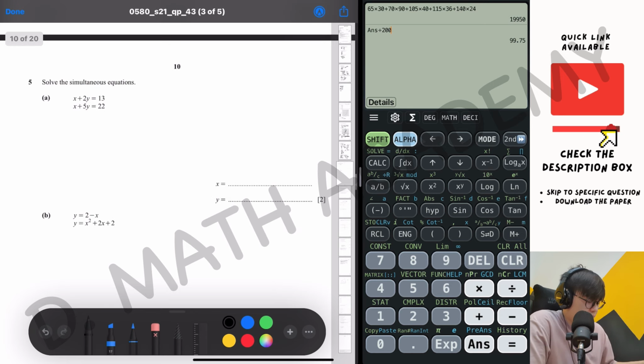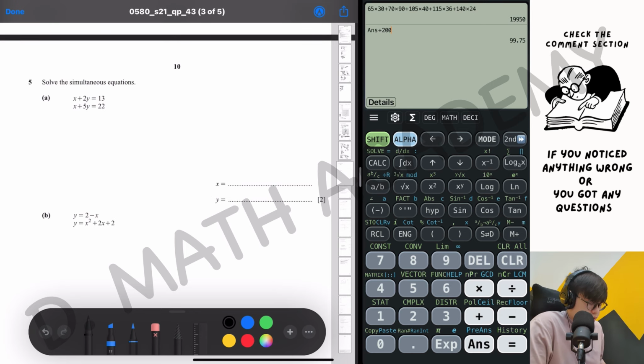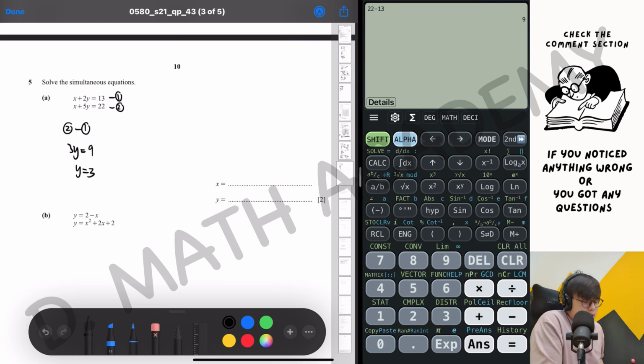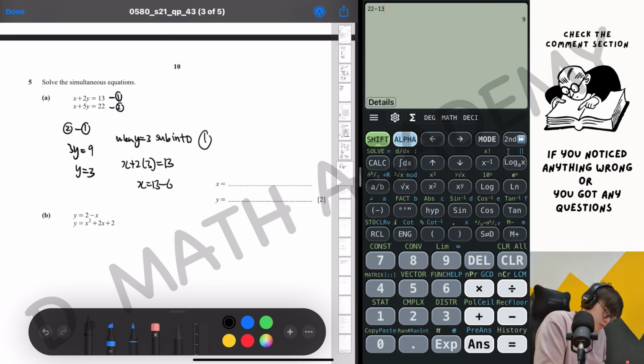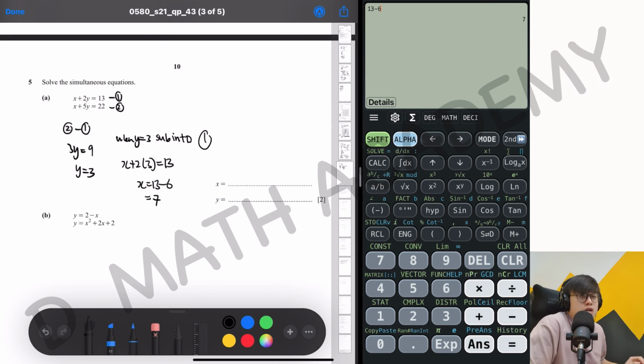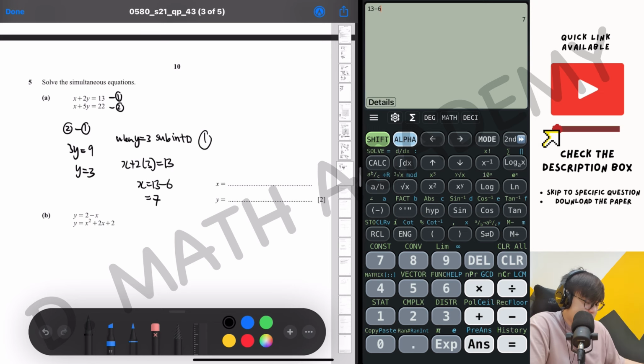Moving on to part 5, simultaneous equations. For this, just use the elimination way. So 2 minus 1, you will get 3y equals 9. So your y should be 3. When y equals 3, sub into 1. 13 minus 6, you will get your result as 7. So your results will be 3 and 7 respectively.